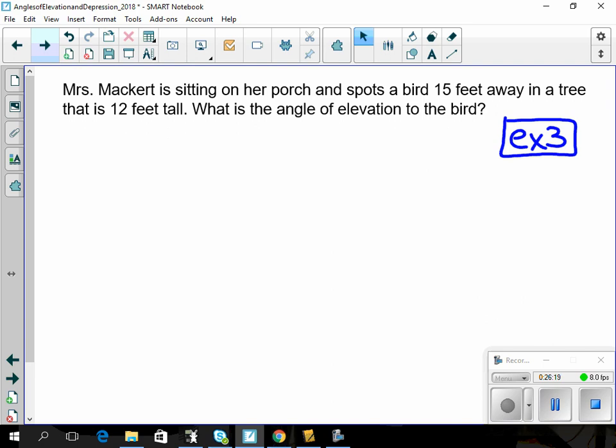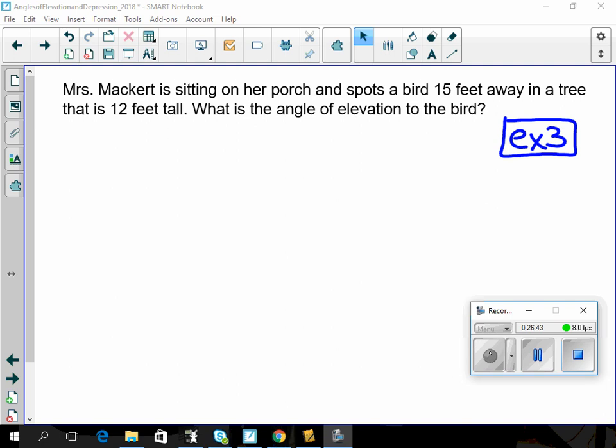All right, so I'm sitting on my porch, and I spot a bird 15 feet away in a tree that is 12 feet tall. What is the angle of elevation to the bird? I'm going to pause the recording. I want you to attempt to draw the picture yourself, labeling the numbers and X on the picture.